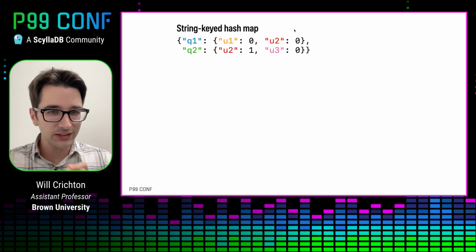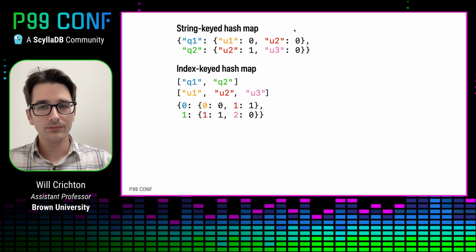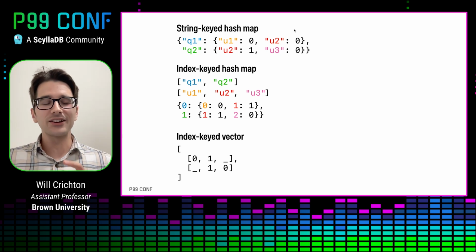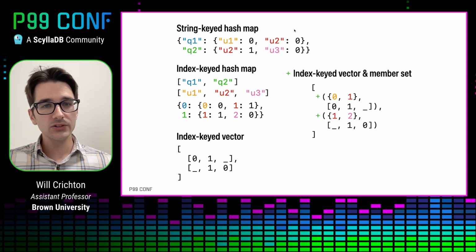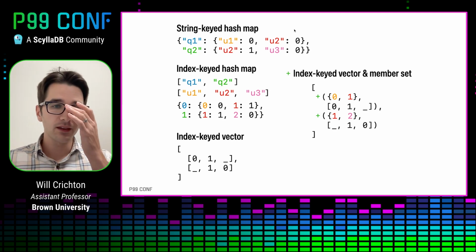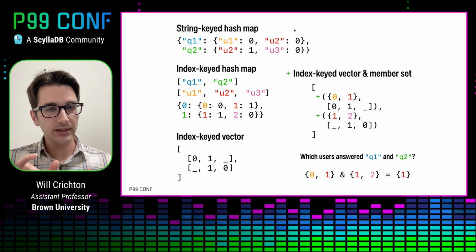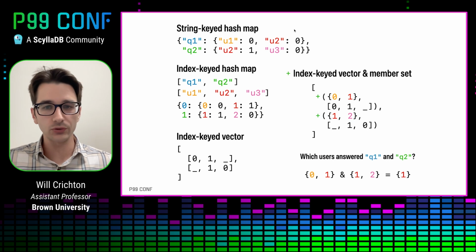We started off with a string keyed hash map, and then we converted to this index keyed hash map. We converted that to an index keyed vector. And then the final step is to add another data structure, which is a member set, to each vector. So this member set describes which indices in the vector are filled with data. So if we want to answer a question like, which users answered both question 1 and question 2? Then we can take the two member sets, intersect them, and produce the answer of index 1, in this case, user 2. So that's the high-level idea.